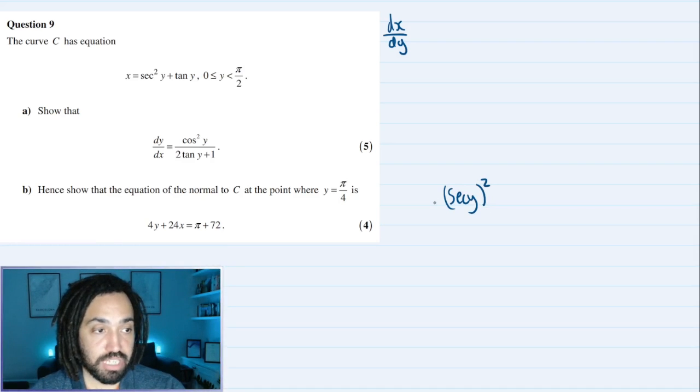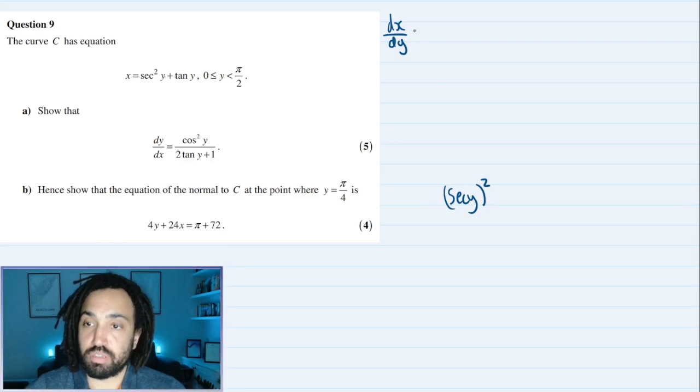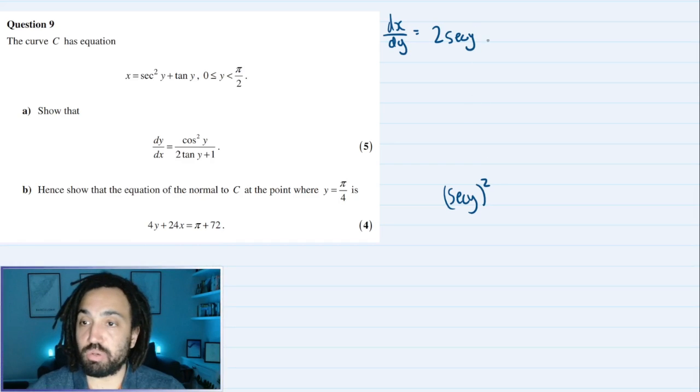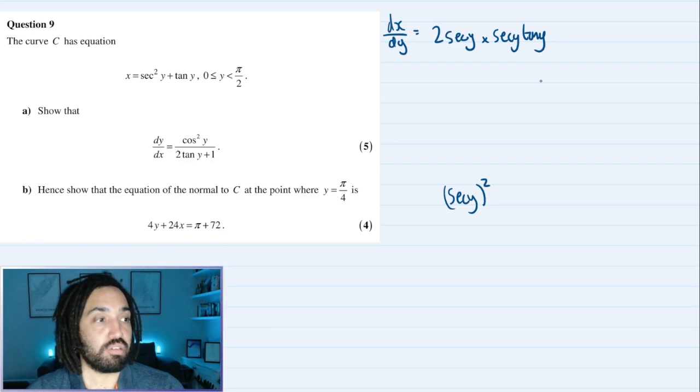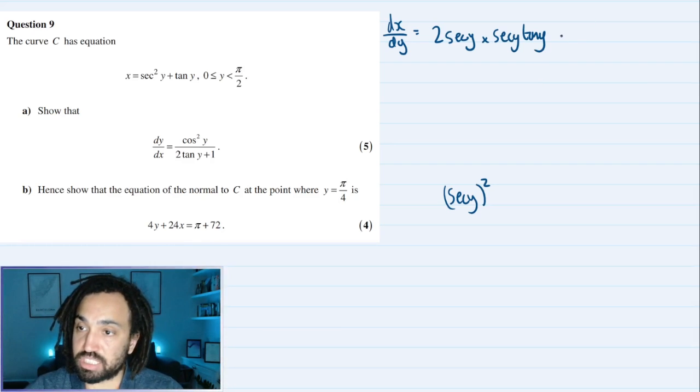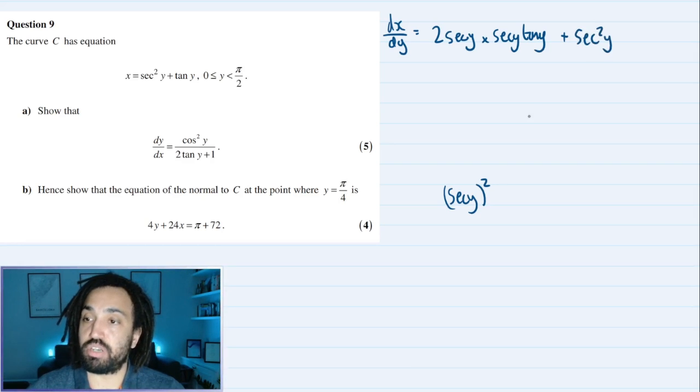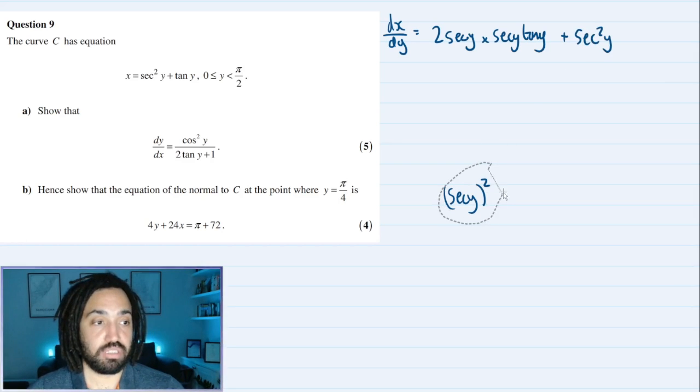So the 2 comes down to the front. We keep the bracket the same. We drop the power down by 1, so sec to the 1, and then we multiply by the derivative of the bracket, and the derivative of sec is sec tan. Okay, great. And then tan, that's just your standard, differentiates to sec squared. That's one you should know. And we have this.